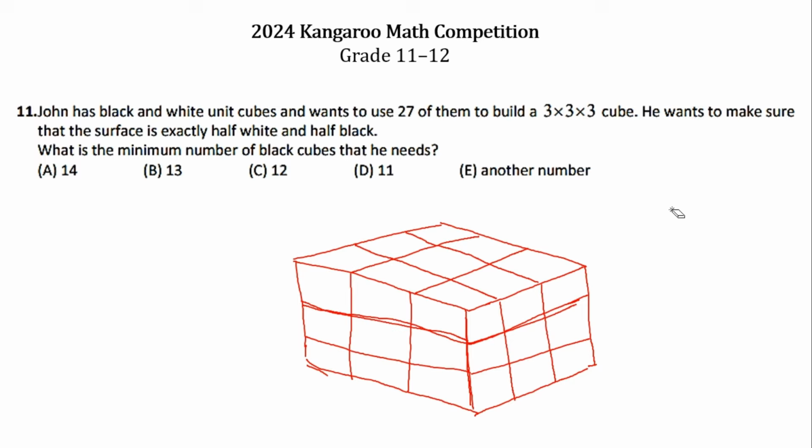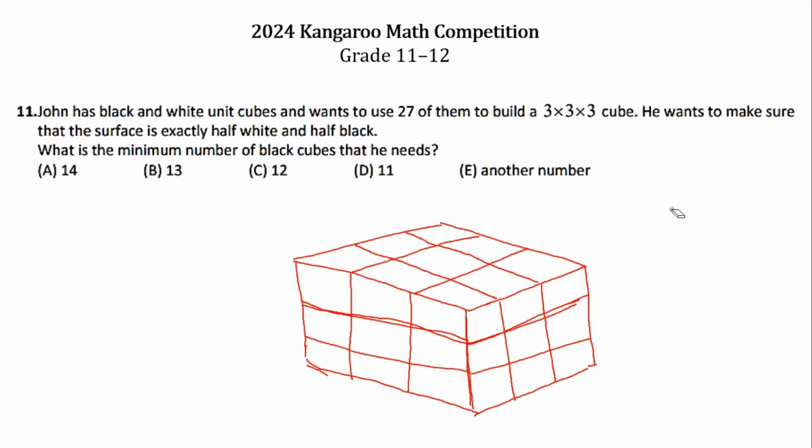Problem 11. John has black and white unit cubes and wants to use 27 of them to build a 3x3x3 cube. He wants to make sure that the surface is exactly half white and half black. What is the minimum number of black cubes that he needs?